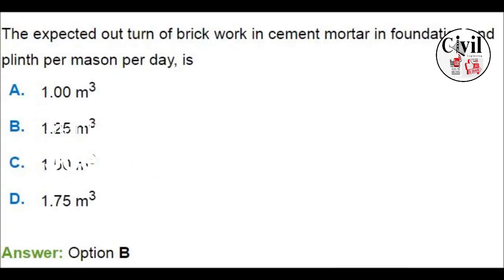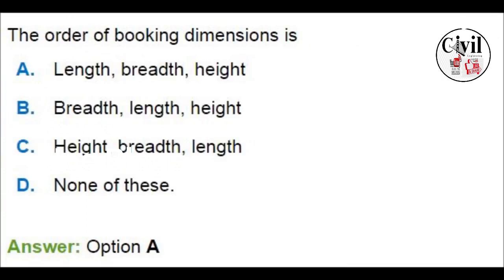The expected turnout of the brickwork in cement mortar in foundation and the plinth per mason is 1 meter cube, 1.25 meter cube, 1.50 meter cube, 1.75 meter cube. So B is the correct answer because 1.25 meter cube is the correct turnout of the brick in case of masonry works. Okay. So let's move to the next one.